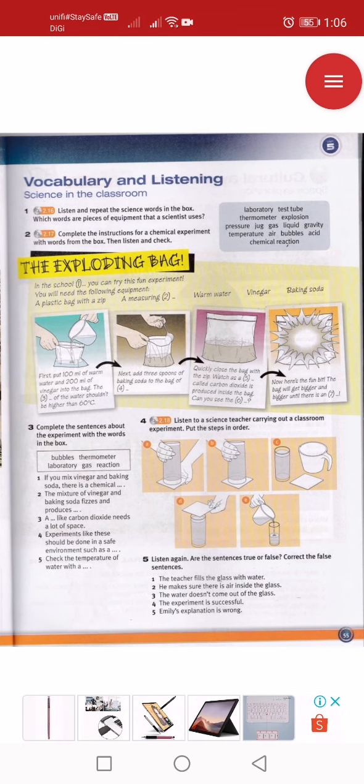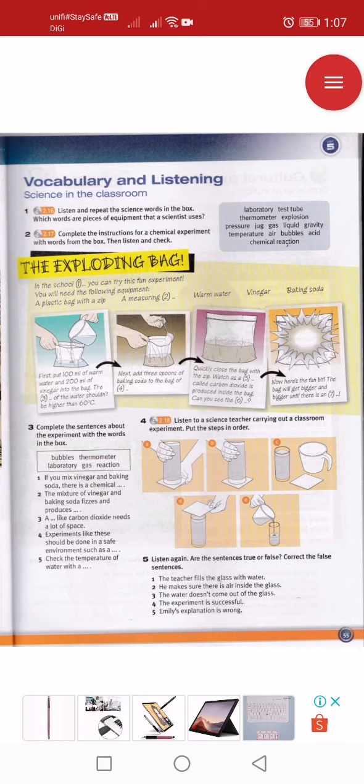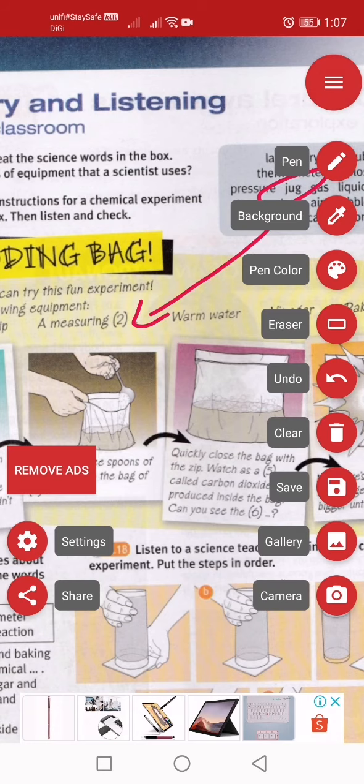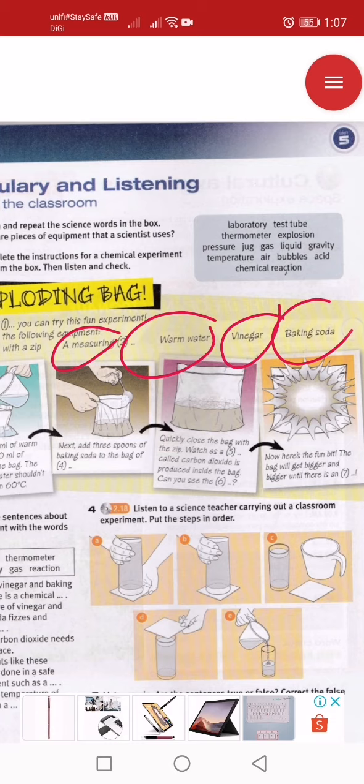It is uncountable. A plastic bag with a zip. Apa maksud zip ini? Kalau plastic bag yang begini dia ada penutup di sini. That's the meaning of a zip. Bukan zip baju, tapi yang boleh membolehkan dia tutup. A measuring jug. So number 2, the answer is a measuring jug. Next, warm water. Measuring ialah ukuran. Ukuran jug yang mempunyai ukuran. Measuring di sini ialah adjektif. Warm water, air suam, vinegar, cuka, baking soda is baking soda.